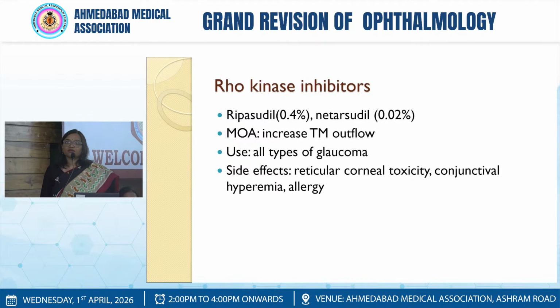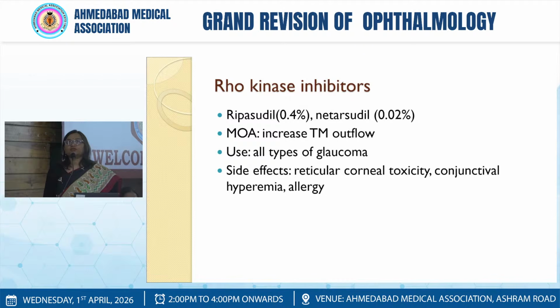The next group of drugs is the Rho kinase inhibitors. These are ripasudil and netarsudil. The mechanism of action: it acts on the Rho kinase enzymes which are present in the trabecular meshwork, which causes remodeling of the meshwork, and it increases the trabecular meshwork outflow.